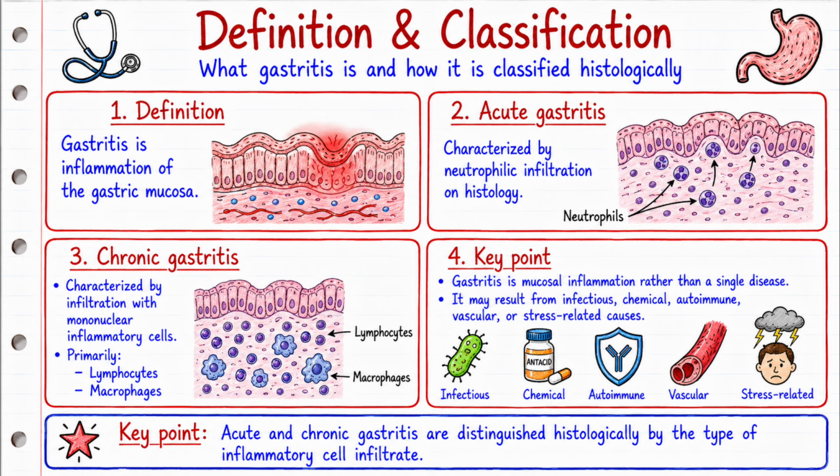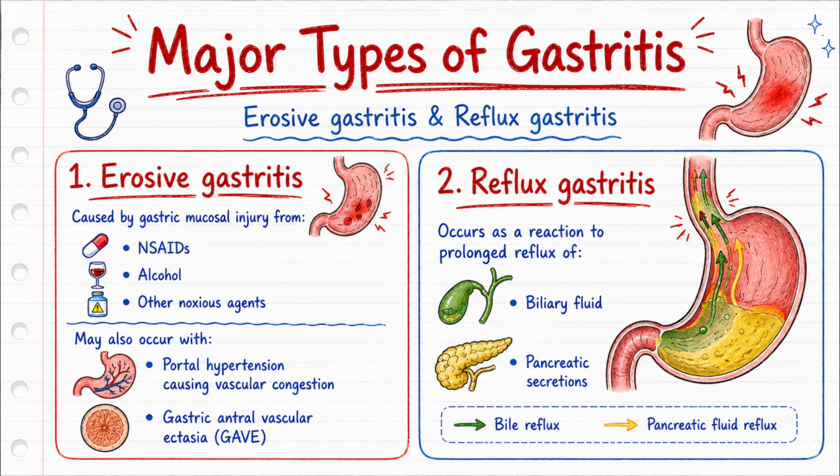Therefore, the important point is that acute and chronic gastritis are distinguished primarily by the type of inflammatory cells seen on histology. Gastritis is not a single disease. It can result from infectious, chemical, autoimmune, vascular, and stress-related causes. Now that we understand the basic classification, let's look at some of the major types of gastritis.